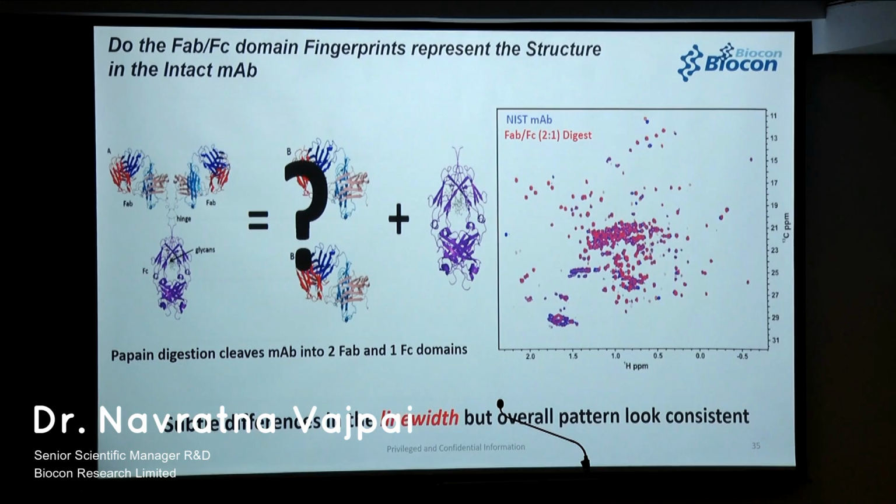So my problem of going towards 900 megahertz is immediately solved, and I can go to maybe 600 megahertz, which is available in many institutions in India. So I am dividing my problems into smaller pieces, which are amenable right now in most of the biosimilar industry.